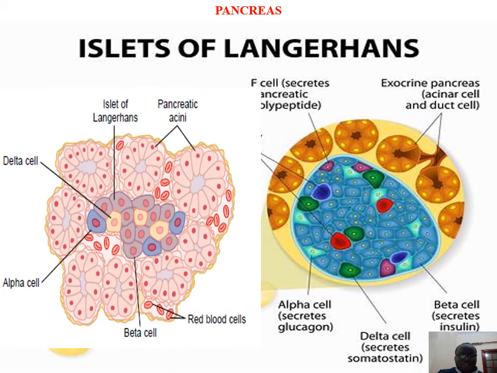This is basically the same information. You have the islets of Langerhans and the different types of cells: the delta cells, the alpha cells, the beta cells, and the F cells or PP cells, which are not shown here. There is a rich blood supply to the islets of Langerhans. You can see the capillaries there, because once the hormones are produced, they need to be secreted and transported by the cardiovascular system. That's why you have these blood vessels.